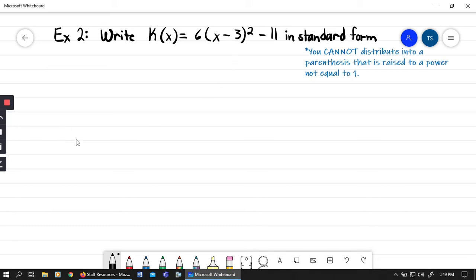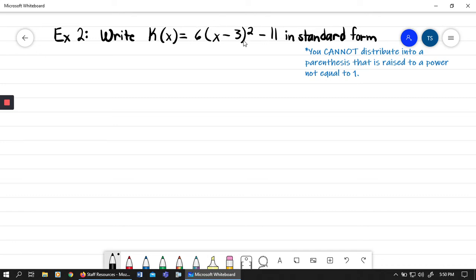So again, folks, you do not distribute into a parentheses that is raised to a power that is not equal to 1. Because this parentheses here is raised to a power of 2, and that exponent is not 1, you cannot distribute this number into this parentheses.